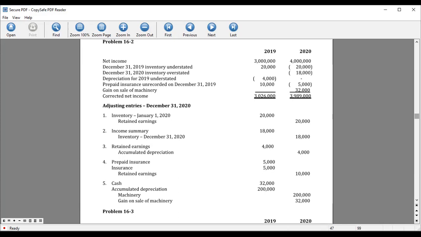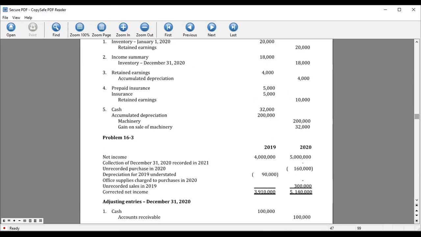Next, we have the number 3 entry, so debit retained earnings and credit to accumulated depreciation in the amount of 4,000. Now, the understatement in inventory for 2019. Now, that will continue up to 2020. Then number 4, we debit to prepaid insurance, debit to insurance and credit to retained earnings. And finally, debit to cash, debit to accumulated depreciation, credit to machinery, and credit to gain on sale. That was in 2020.